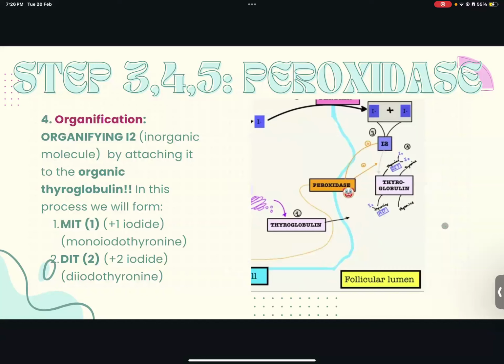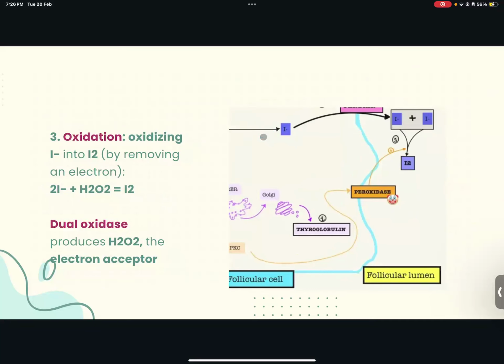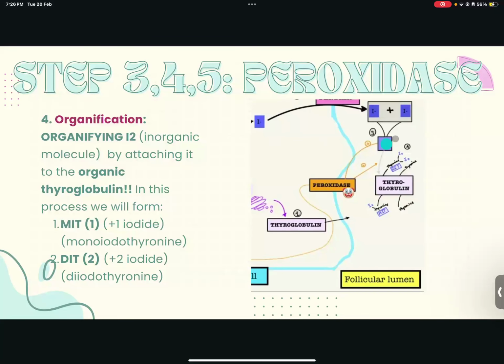Next, we have the process of organification. Basically, you're organifying I2. Iodine in and of itself is not an organic molecule, so it's an inorganic molecule. When you take it and attach it to an organic molecule, like thyroglobulin, you're organifying it, okay? That's where the name comes from. So we said oxidation, and now organification. You're organifying I2, attaching it to thyroglobulin, and you're going to attach it onto the tyrosine residue. Here you have thyrine, which is the tyrosine residue, and you're going to attach iodine onto it.